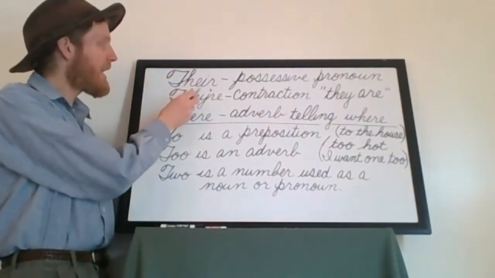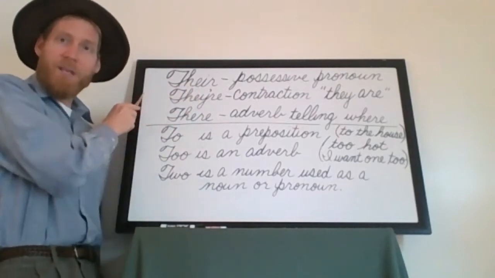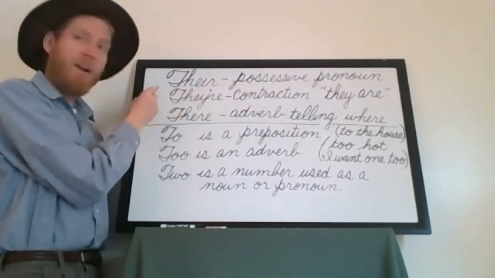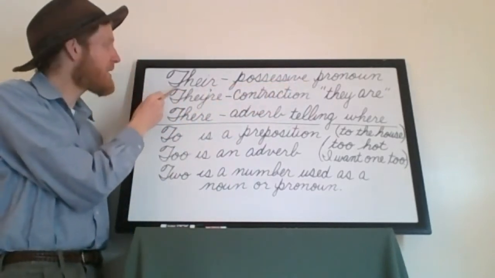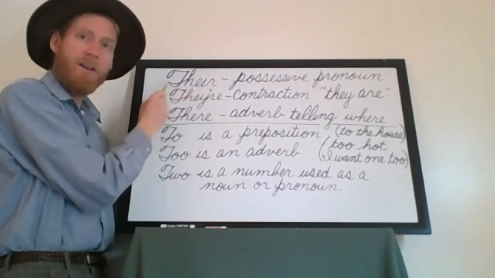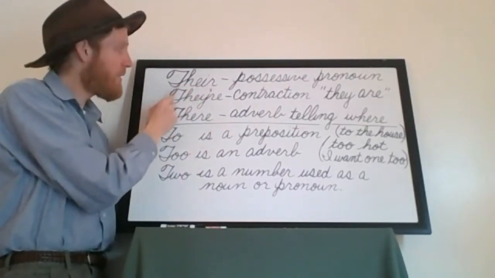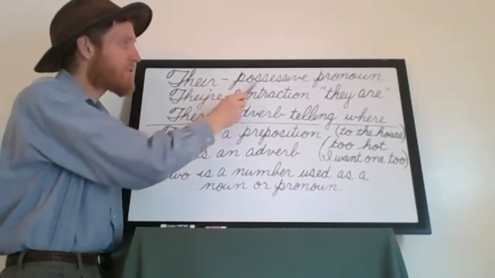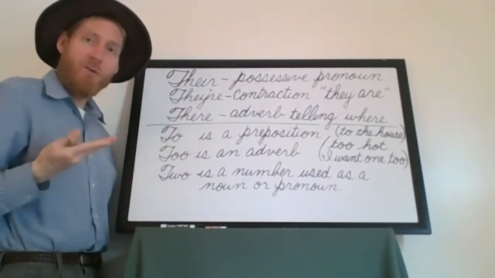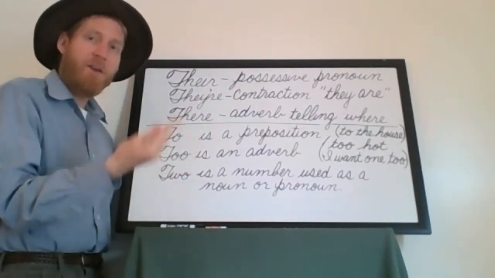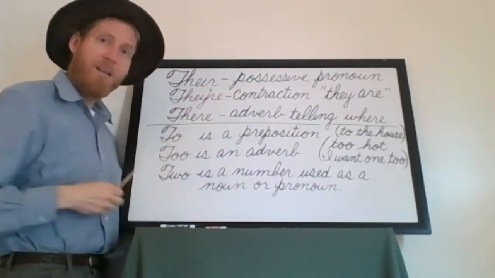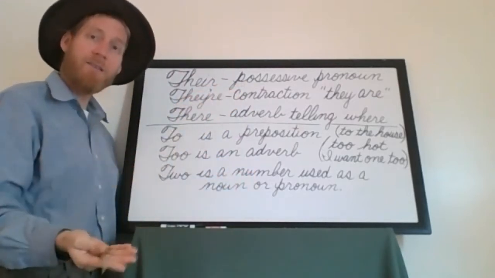Their, T-H-E-I-R. Let's know the difference between them and not confuse them. It's a possessive pronoun. Their house, their car. Notice the spelling, T-H-E-I-R. Their home, their dog. It shows ownership. Possessive. Possession is something you own. Possessive shows ownership. It's a possessive pronoun like her or his.